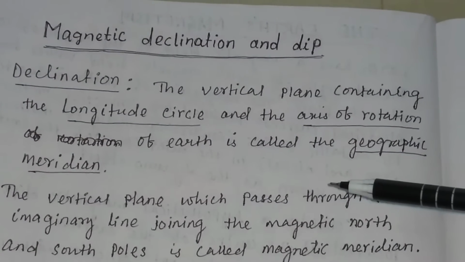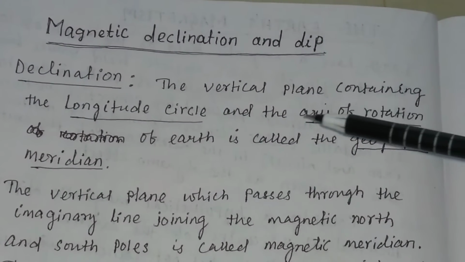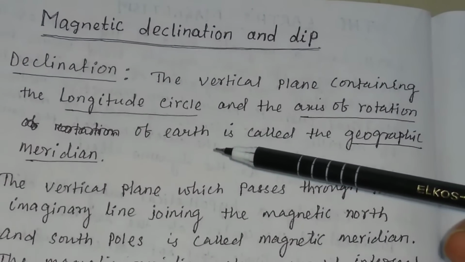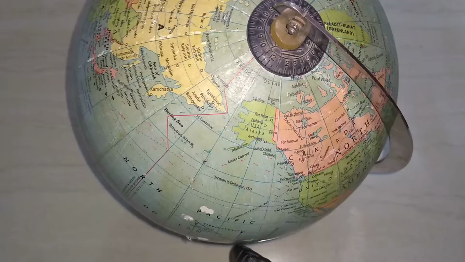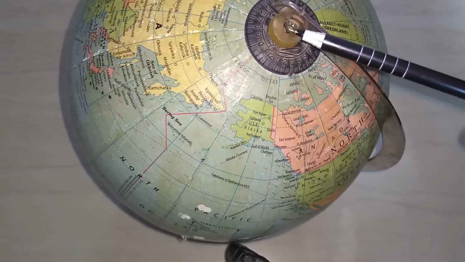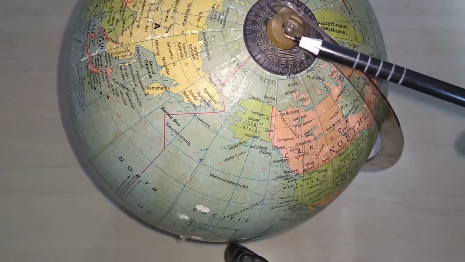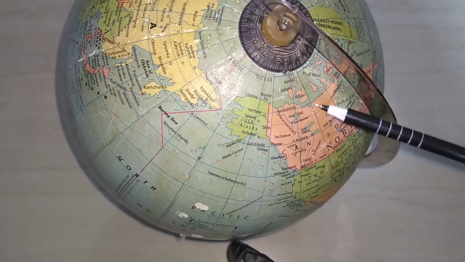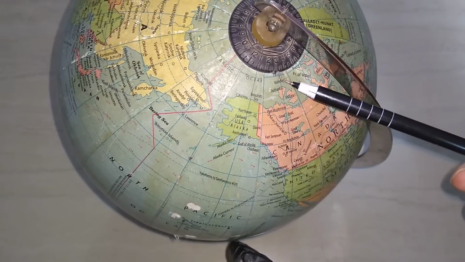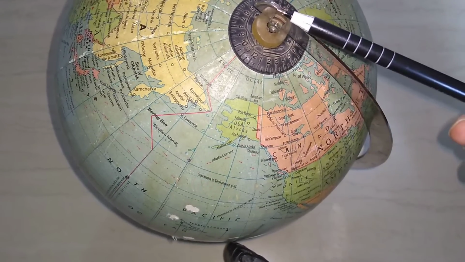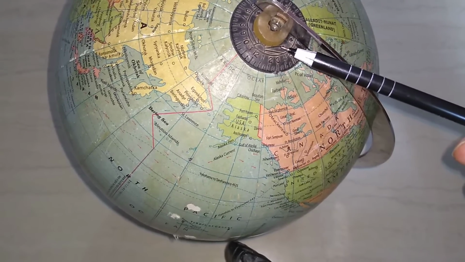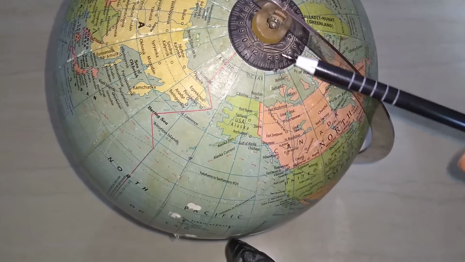What is the geographic meridian? The vertical plane containing the longitude circle and the axis of rotation of the earth is called the geographic meridian. You see in this globe, this is the axis of rotation of the earth, and these are the longitude circles. The plane containing the longitude circles and the axis of rotation is called the geographic meridian.